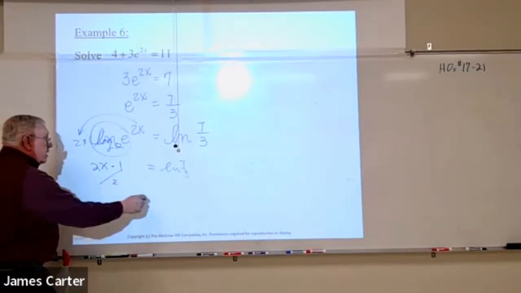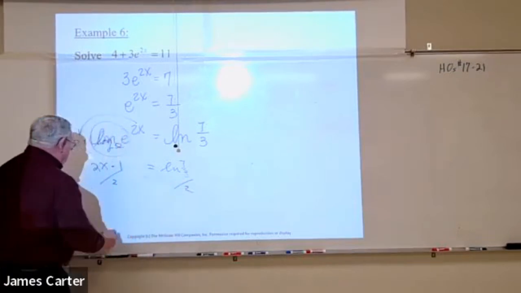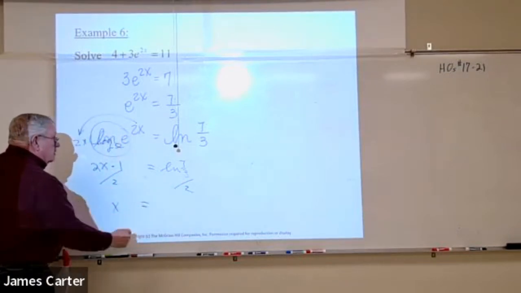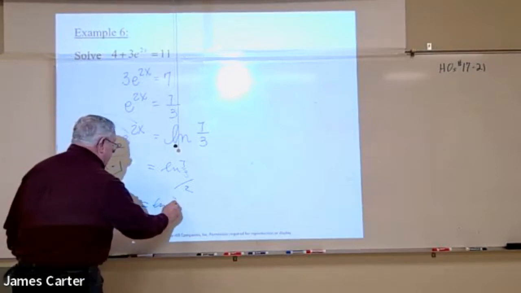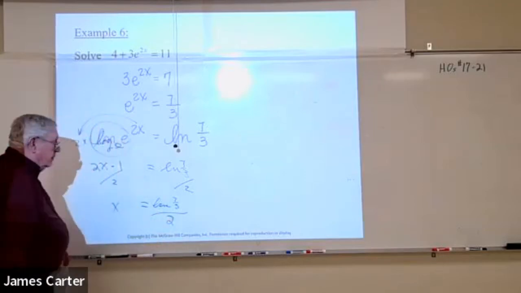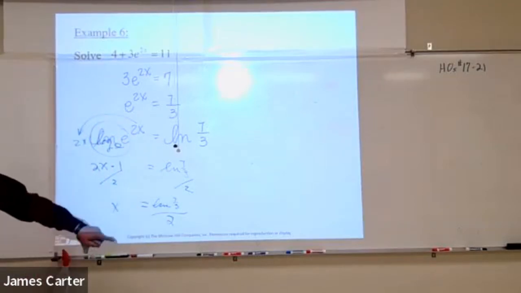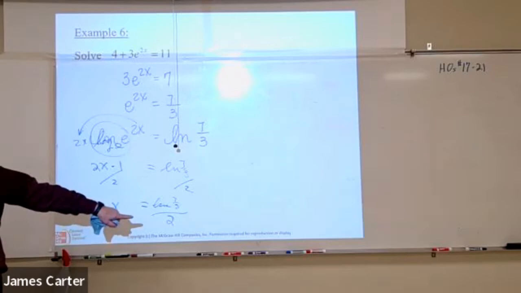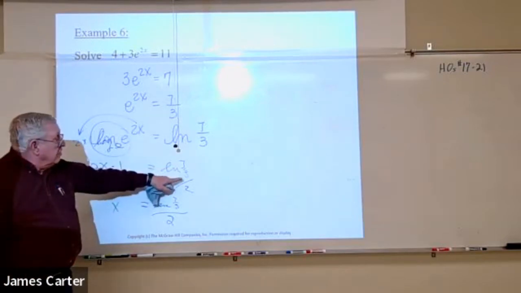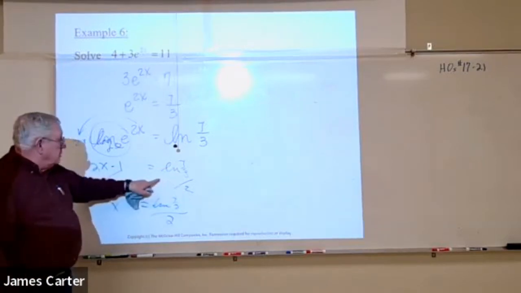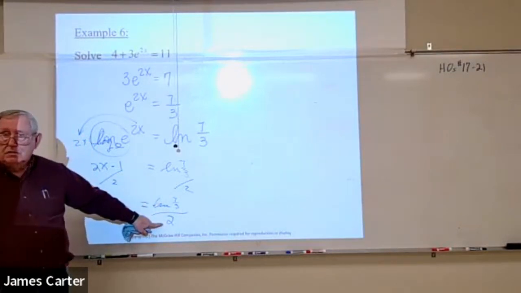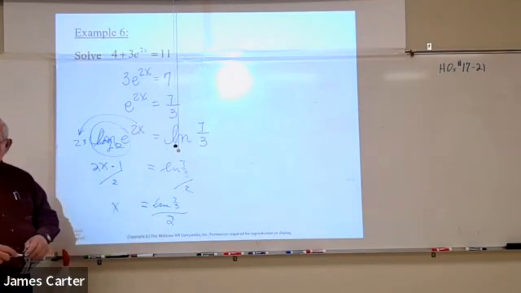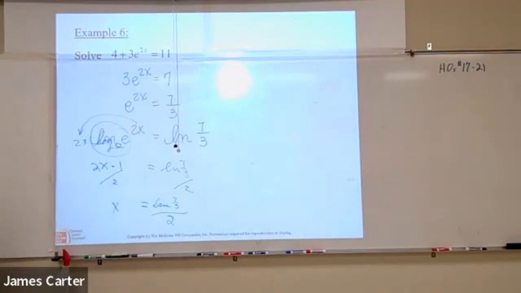We're going to divide both sides by 2. So we get x equals natural log 7/3 all over 2. Now, this is important the way I showed this. This isn't 7/3 divided by 2. This is natural log of 7/3 divided by 2. Okay, and that does make a difference.